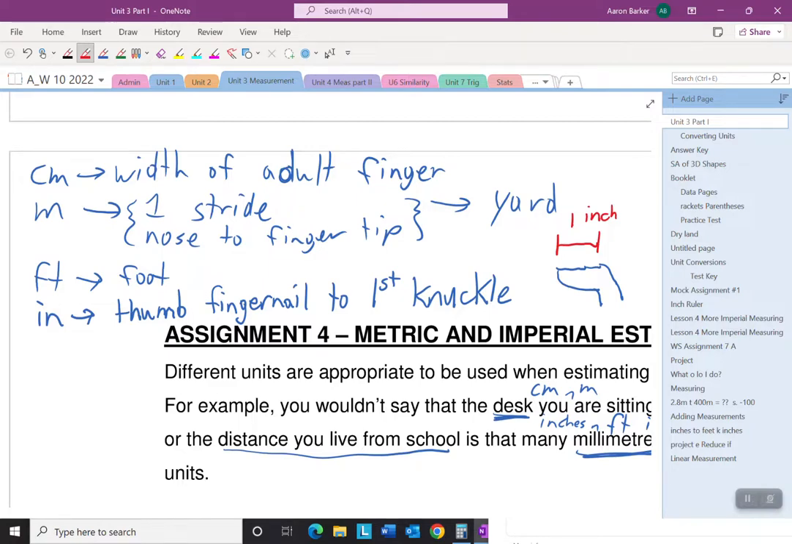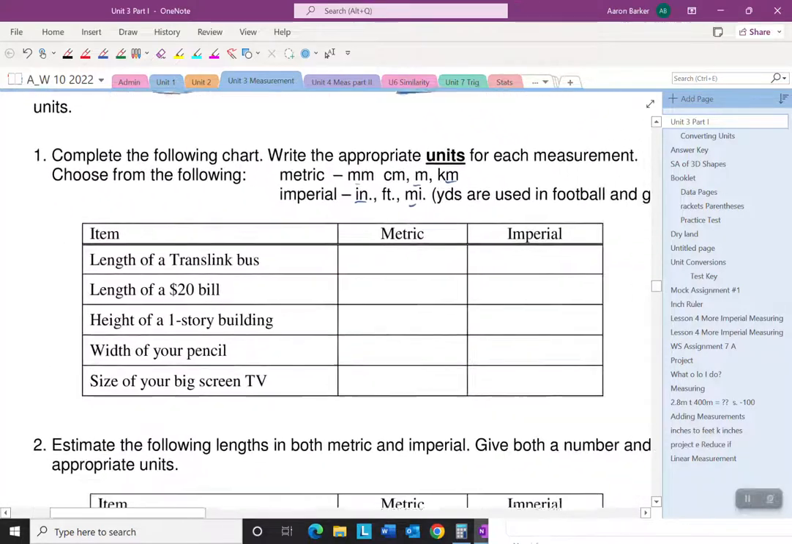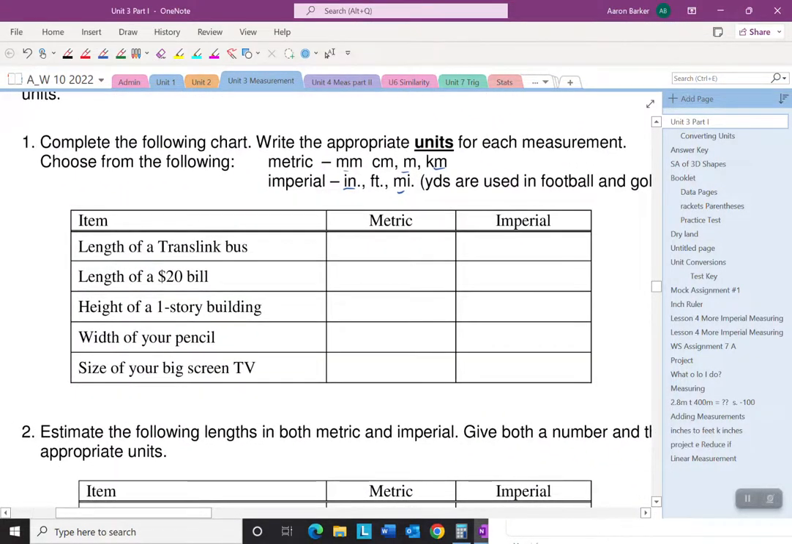So then you can do assignment number 4. A lot of assignment 4 is figuring out how long these items are. What would be the best unit? I'll give you a hint. Don't measure a bus using kilometers. That's not a good thing to use. Just like you wouldn't measure the width of your pencil in miles. Your answer will be looking pretty funny.